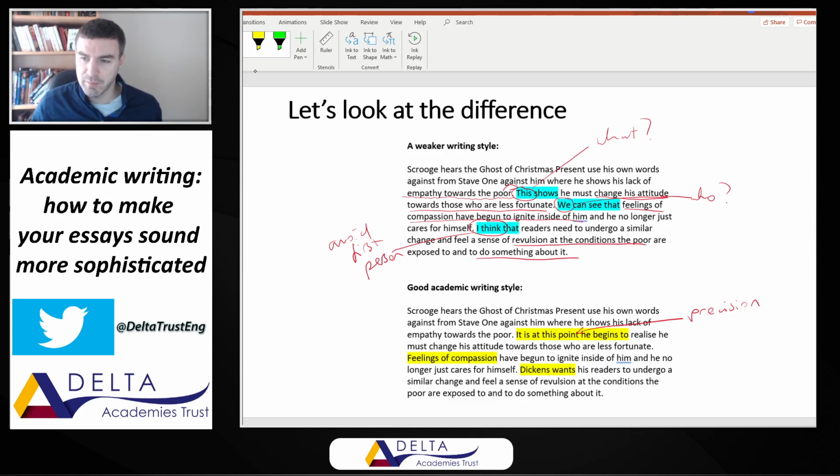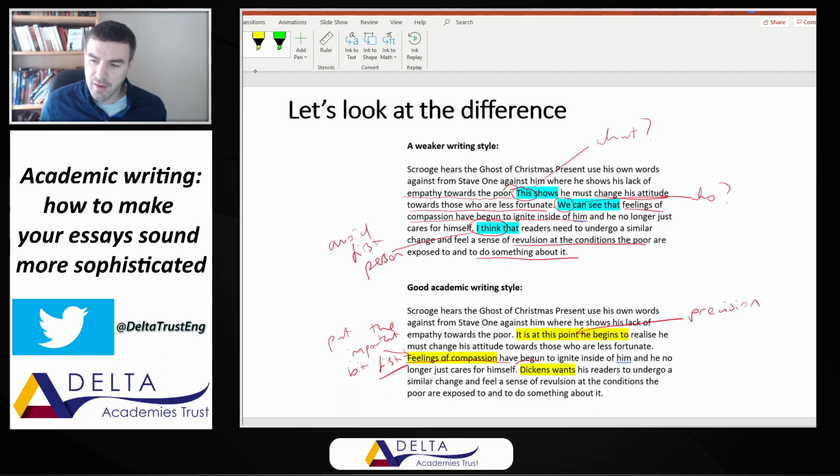Feelings of compassion have begun to ignite inside him. So if you compare this one back to what I had up here in the first one, I put feelings of compassion towards the front of the sentence. So put the important bit first. Have begun to ignite inside of him, and he no longer just cares for himself. Dickens wants his readers to undergo a similar change and feel a sense of revulsion at the conditions the poor are exposed to and to do something about it.